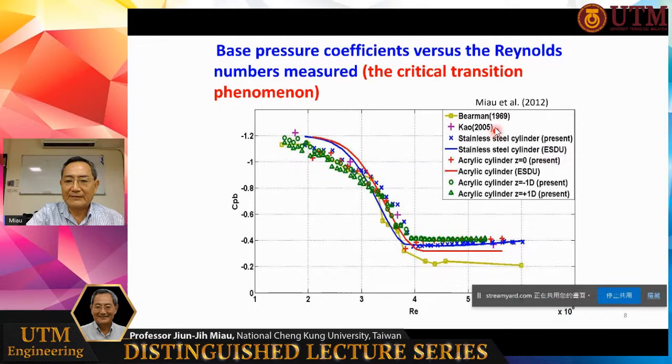So you can see this is the trend indicating that the base pressure coefficient decreases with the Reynolds number very significantly. I should also mention that if you get rid of the negative sign, this base pressure coefficient is very much equivalent to the drag coefficient. So this is actually the variation of the drag coefficient with the Reynolds number. Speaking of this critical transition phenomenon, if we are able to get lower drag, then that means we will create a drag reduction effect.